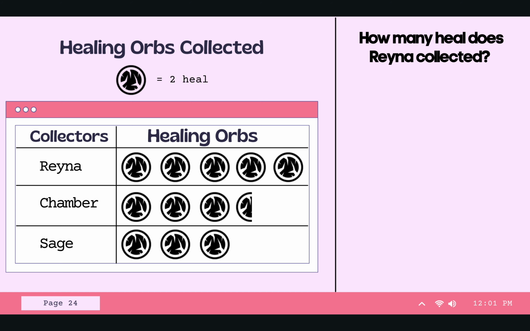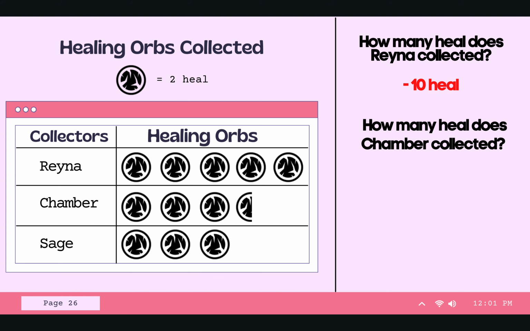First question. How many heal does Reina collect? As we can see on the graph, Reina collected 5 orbs: 1, 2, 3, 4, and 5. And it is stated on the key that each orb is equivalent to 2 heal. So if we multiply the orbs by 2, it equals 10. So Reina collected 10 heal.